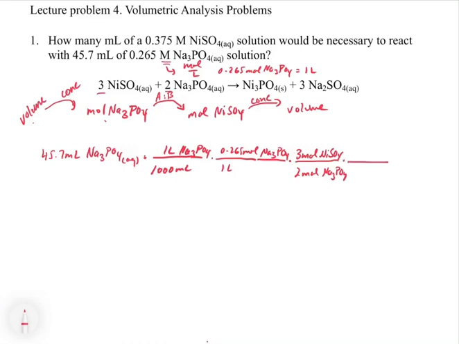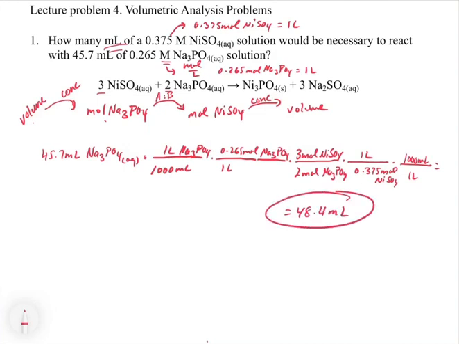Now, once we have moles of nickel sulfate, we can go to the volume using the concentration. What this concentration tells us is that we have 0.375 moles of nickel sulfate for every 1 liter of nickel sulfate solution. And then because this problem asks us for the milliliters, we have to convert to milliliters. For every 1 liter, we have 1,000 milliliters. So when you plug this into your calculator and you do 45.7 times 0.265 times 3 times 1,000, and then divide by 1,000, divide by 2, and then divide by 0.375, you get a grand total of 48.4 mL of that nickel sulfate solution.